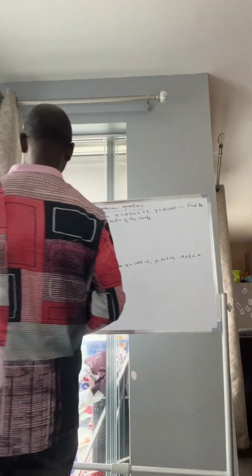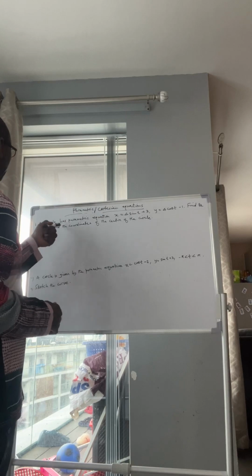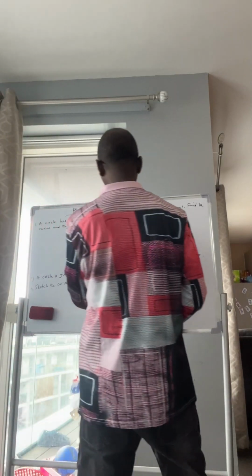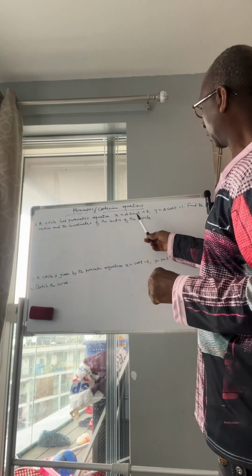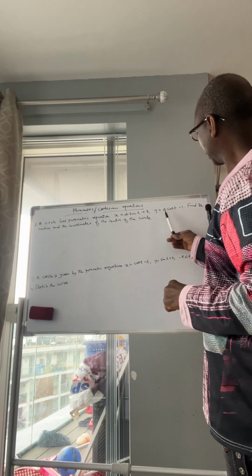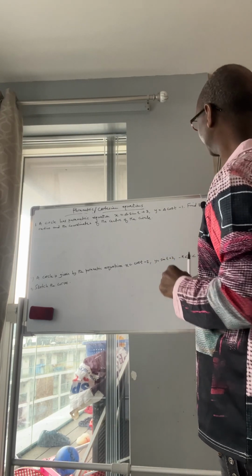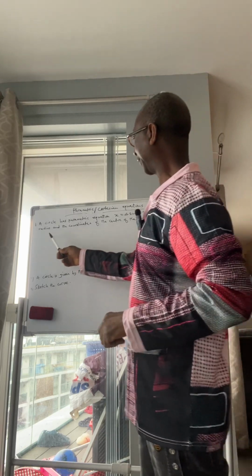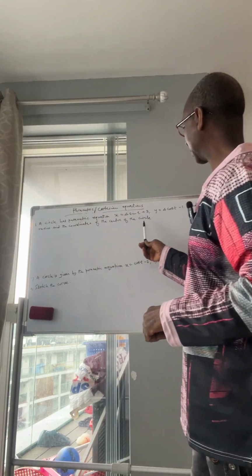The first one says that a circle has parametric equation x equals 4 sine t plus 3 and y equals 4 cos t minus 1. Find the radius and coordinates of the center of the circle.